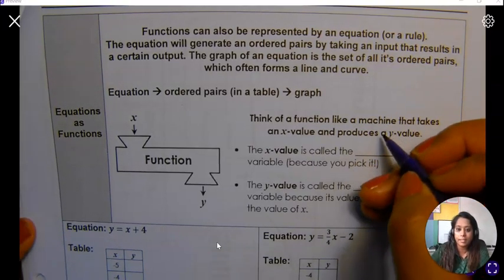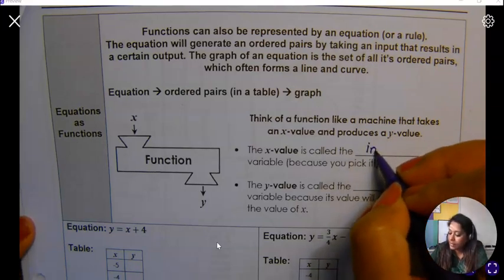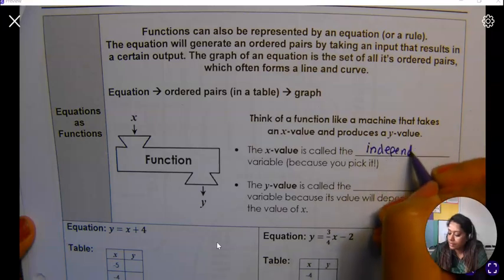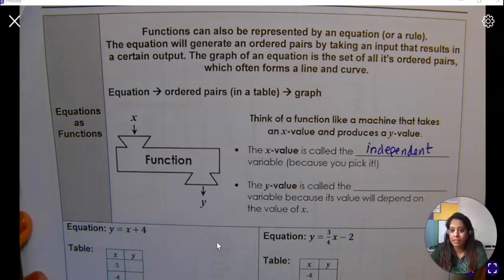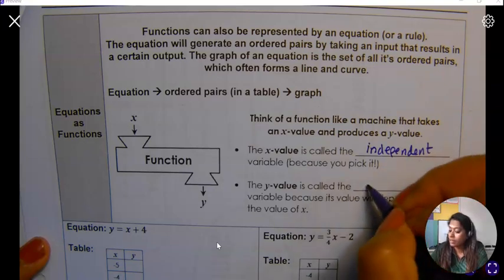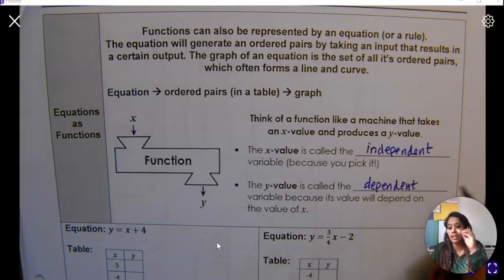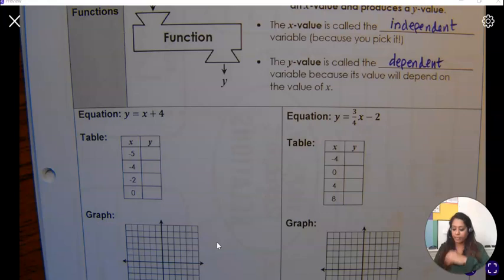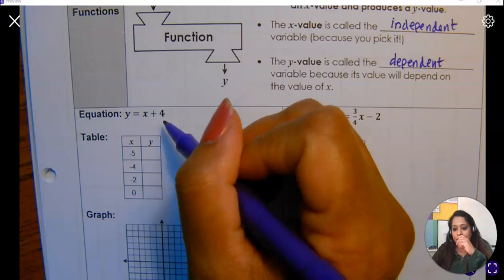So right here it says an x value is called the independent variable, meaning that because you pick it, x can be whatever you want it to be as long as it doesn't repeat itself. And then the y value is called the dependent variable, okay? Meaning that whatever you plug into your function, then you'll... Alright, the equation is y equals x plus 4.